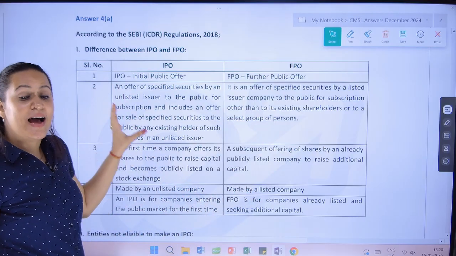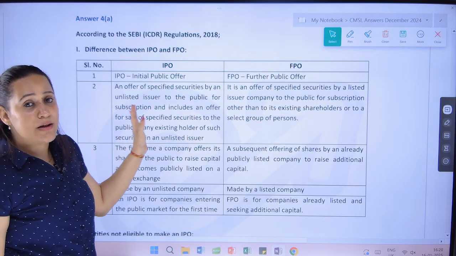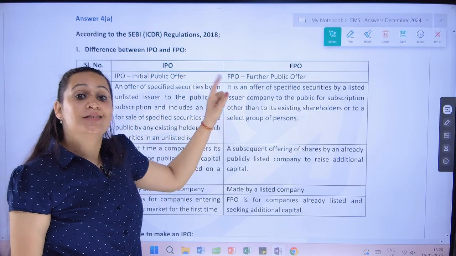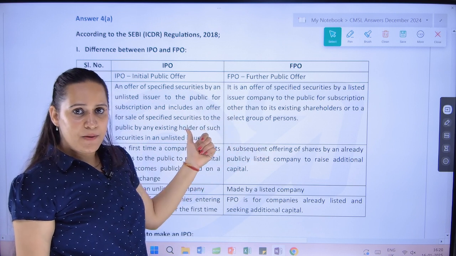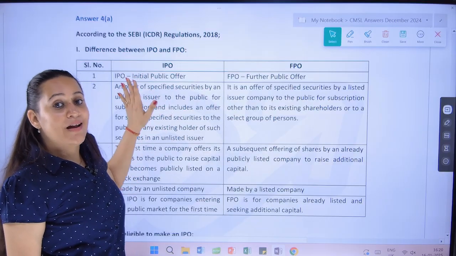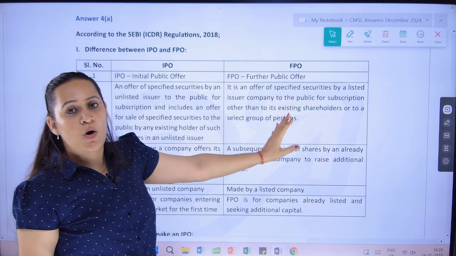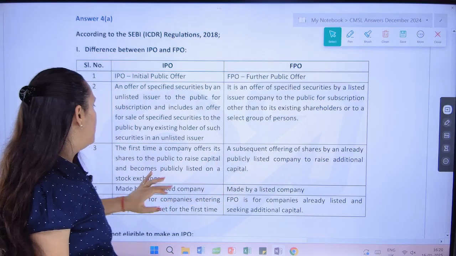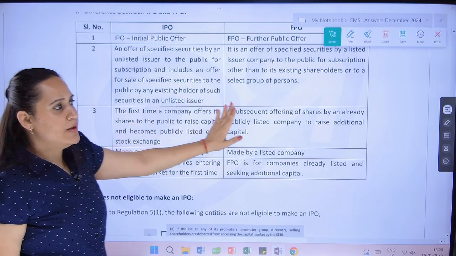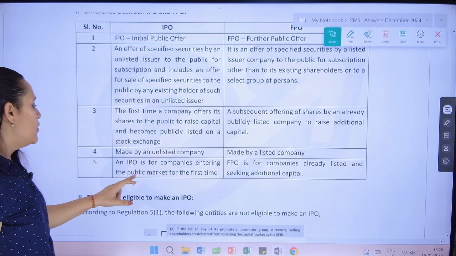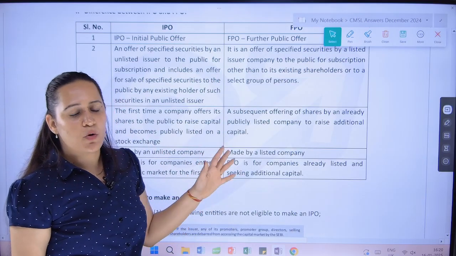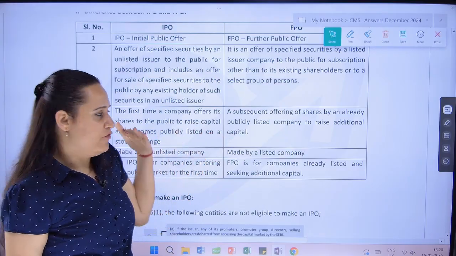Who makes an IPO? It is an unlisted company for the first time raising money from the public at large is going to make an initial public offer. FPO is going to be made by a listed company which has already first done an IPO. These are subsequent rounds of raising money from the public. So, IPO is made by an unlisted company, whereas for FPO, a listed company is going to make an FPO. This is the first time of raising money, that is subsequent raising money. IPO is for a company entering the market for the first time, FPO is for an already listed entity. So, these are the basic points of difference between IPO and FPO.